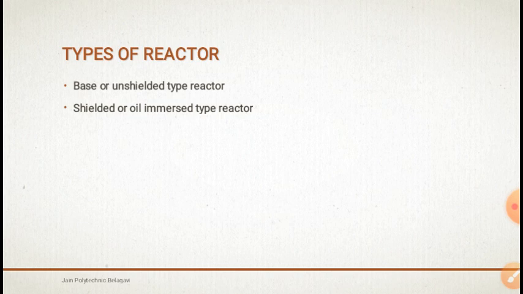So it was about the reactors. I hope you have understood all the concepts.